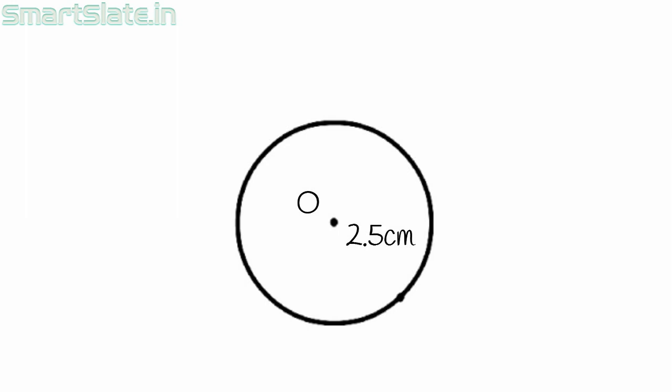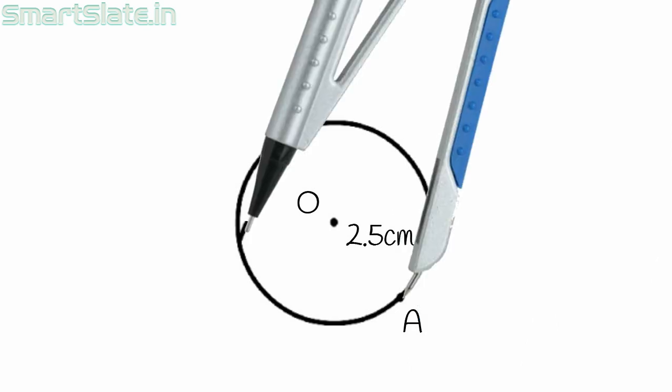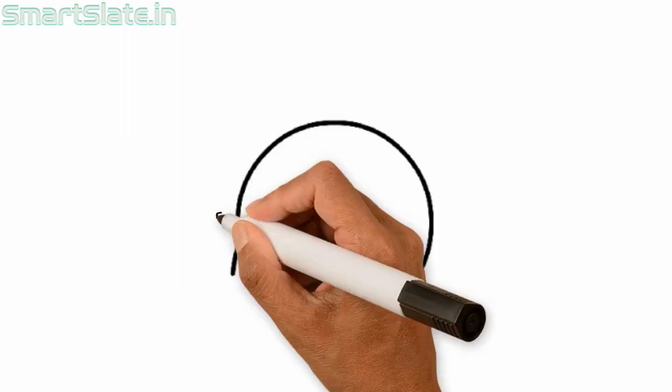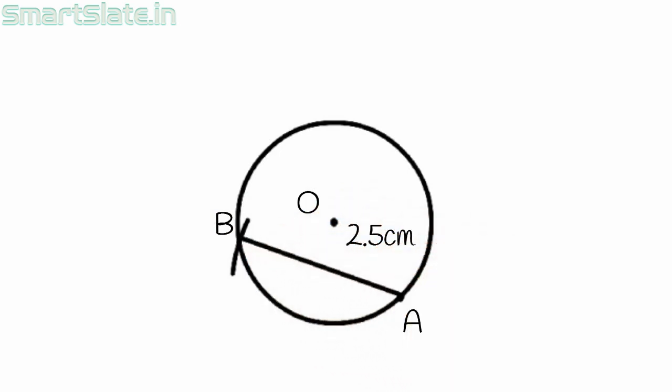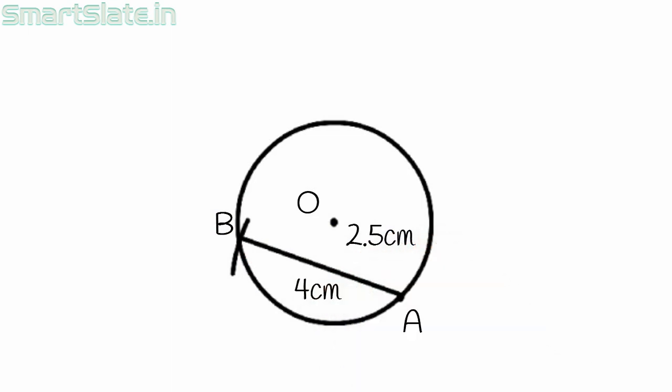Choose a random point. Name this point as A. Measure the compass for 4 cm. Keeping A as the center, draw an arc which intersects the circle. Name intersection point as B. Join AB. We have chord of length 4 cm. Question states tangent has to be drawn at the end points of the chord. That means we are required to draw tangents at point A and point B.